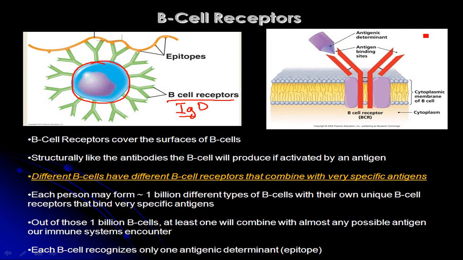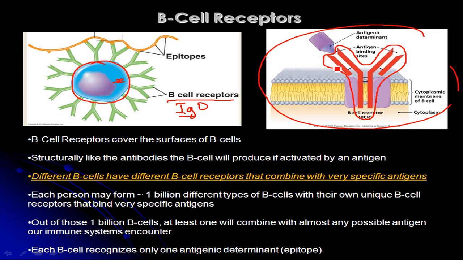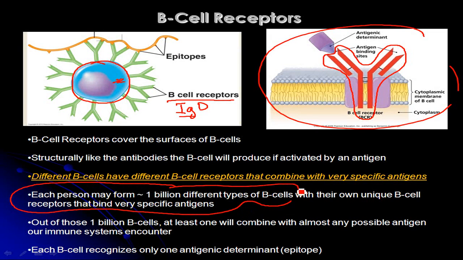Now, over here, this diagram is blowing up a little chunk of the membrane of a B cell and showing you just one individual B cell receptor embedded there within the surface. And you can see when you look at that, indeed, it looks just like a Y-shaped antibody molecule that is embedded there in the surface. So each person may have at least 1 billion different types of B cells produced by your immune system.